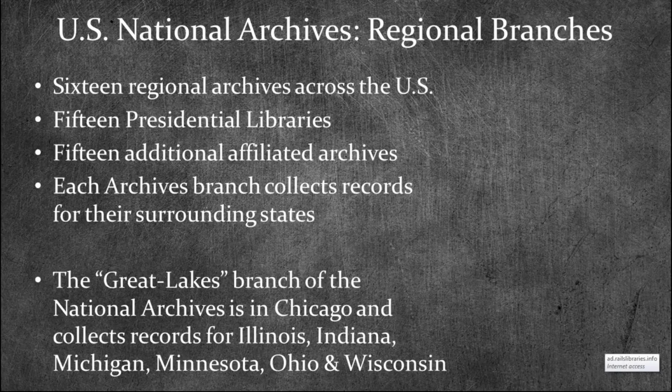So the National Archives has 16 regional archives across the U.S., from Alaska to Georgia. They also are responsible for 15 presidential libraries. They're responsible for 15 additional affiliated archives. Those are branches that they have that are not open to the public. There's 2 in Kansas City. There's 1 in Cincinnati. They're kind of scattered around the country. But each one collects records for their surrounding states.